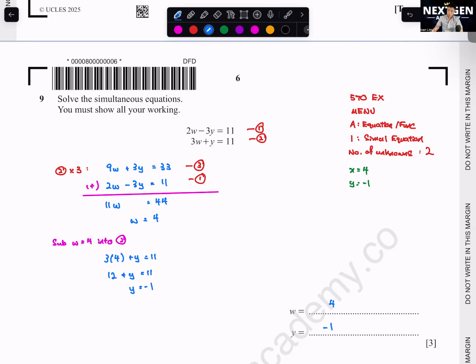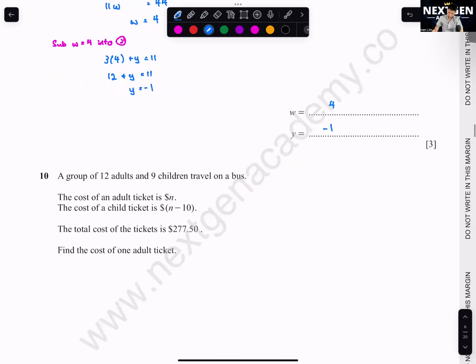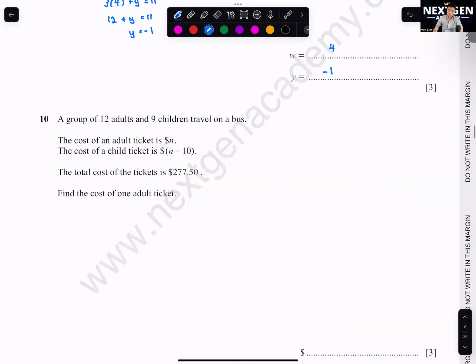Okay, let's go to question number 10. A group of 12 adults and 9 children travel on a bus. The cost of an adult ticket is N dollars. The cost of a child ticket is N minus $10. The total cost of the ticket is $277.50. Find the cost of one adult ticket.